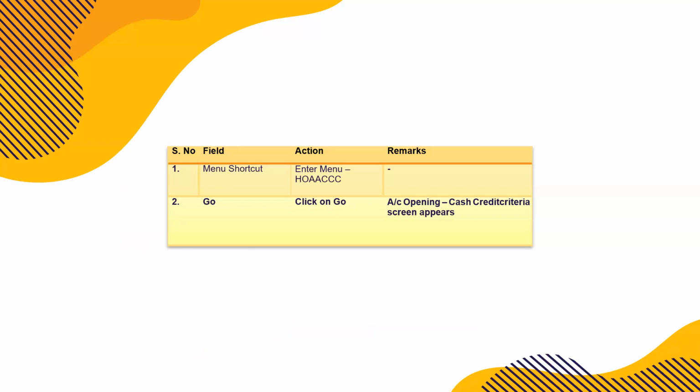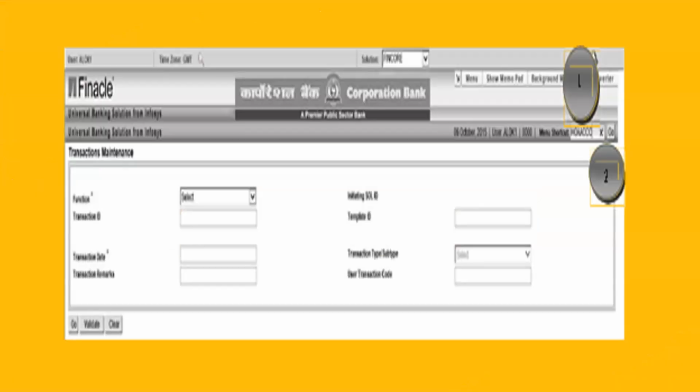So first you have to type this HOAACCC menu option. Click on Go. So this screen appears on your computer or laptop. Here at point 1 you can see I have typed HOAACCC. That's for opening of a cash credit account. Automatically the function becomes Open here, right?